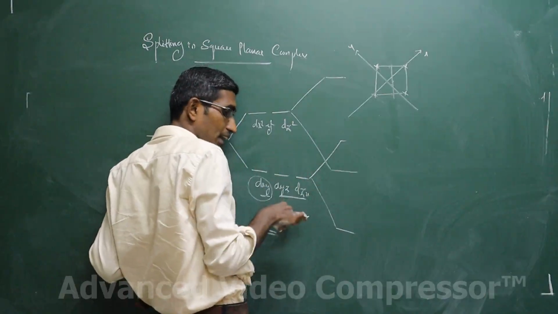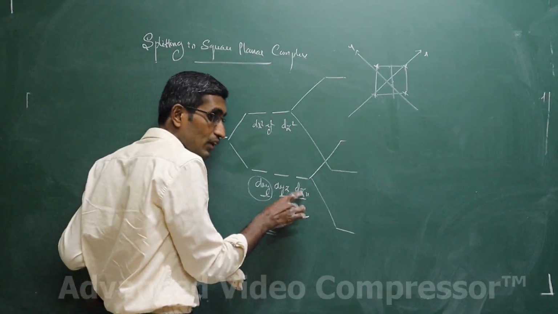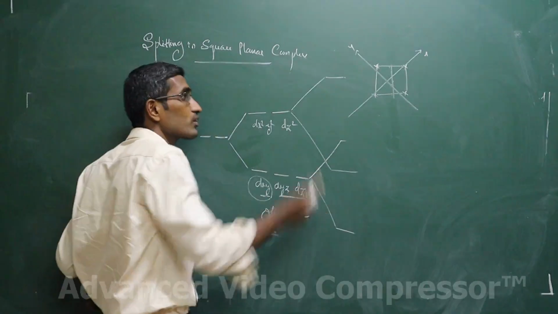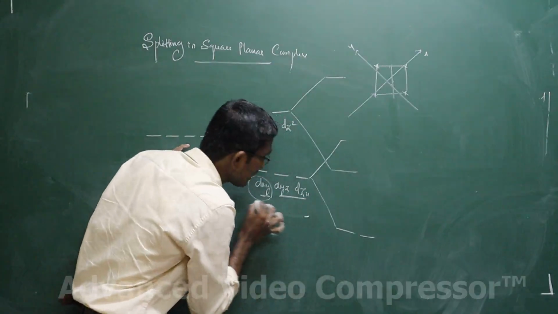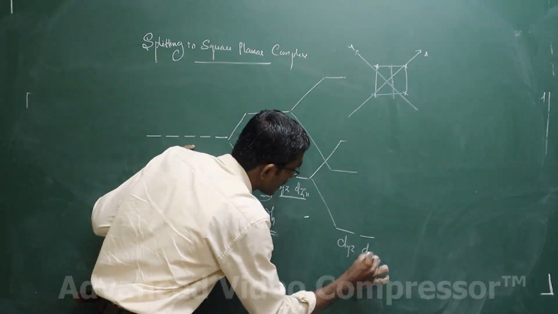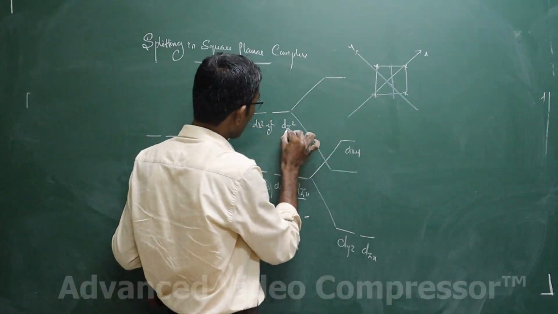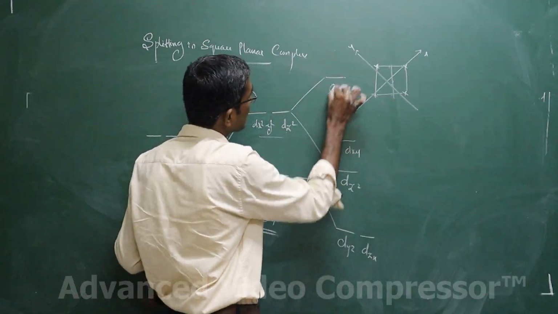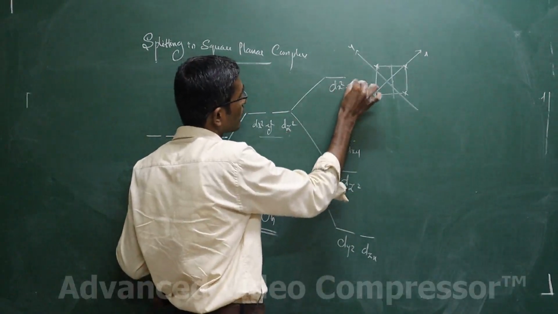There is a lobe along the z-axis. Although the x-axis and y-axis also have lobes, the lobe at the z-axis will experience less repulsion because there is no ligand coming along the z-axis for the square planar complex. That means this will be lowered. The triply degenerate orbital will be converted into a doubly degenerate and a singly degenerate orbital, and the doubly degenerate eg set will be converted into 2 singly degenerate orbitals, that is the dz square orbital and the dx square minus y square orbital.